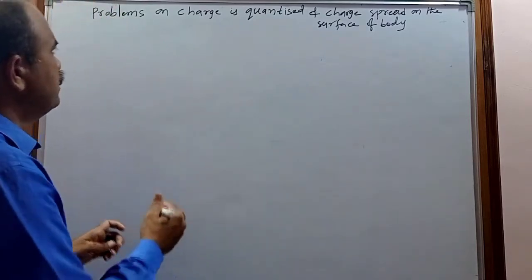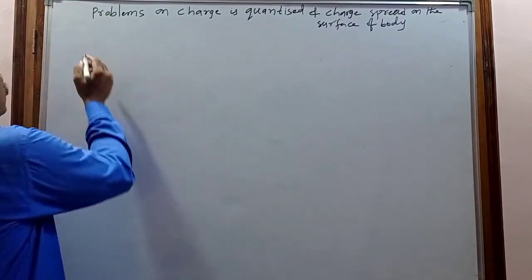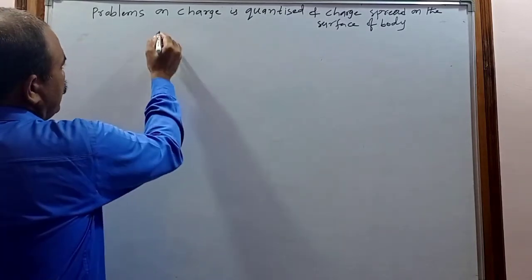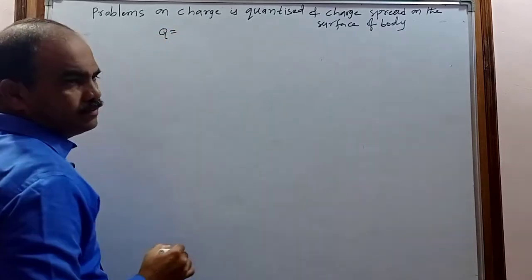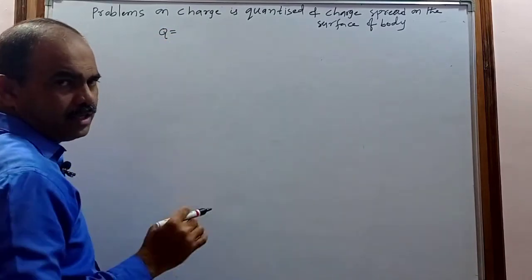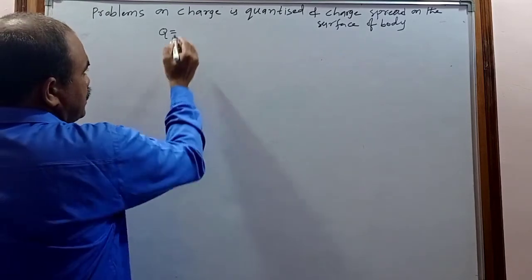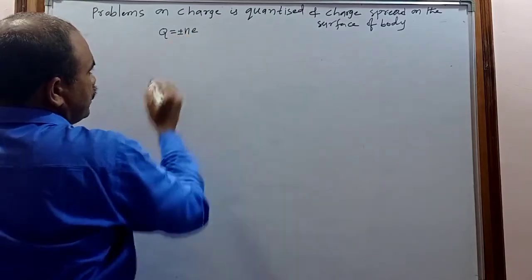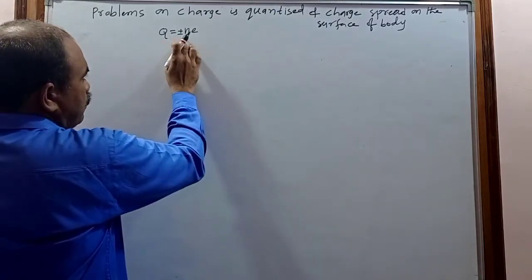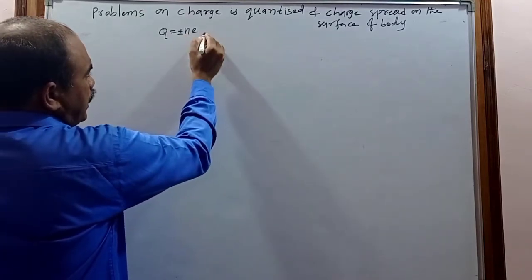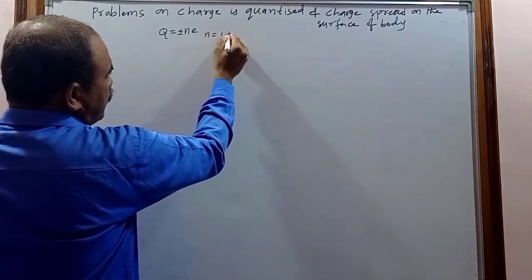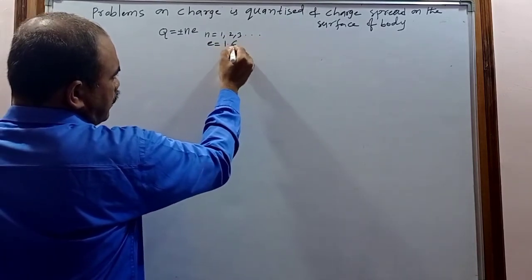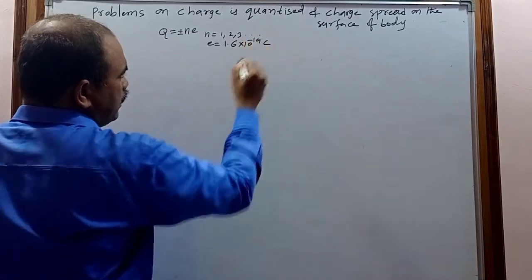Now coming to some problems on charge is quantized. So the first question is, what is charge is quantized? Every body has a charge, and the charge of any body must be an integral multiple of the electron charge, that is, q equal to plus or minus ne. Here n is an integer, n equal to 1, 2, 3 and so on, and e is the electron charge, 1.6 into 10 power minus 19 coulomb.